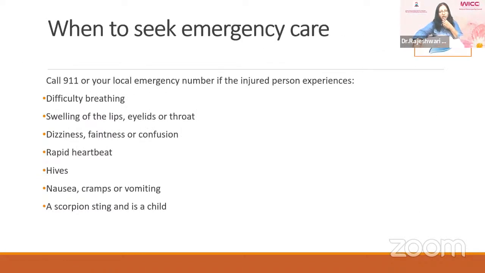When to seek care: what symptoms have to be identified to call the emergency number? Difficulty breathing, swelling of lips, eyelids and throat, dizziness, faintness and confusion, rapid heartbeat, rashes all over the body, hives, nausea, cramps and vomiting, or if it is a scorpion sting and the victim is a child. Remember, in all these cases it's very important to immediately call the emergency number.